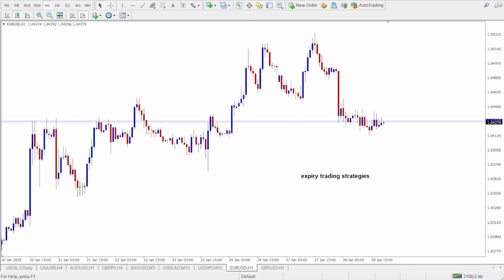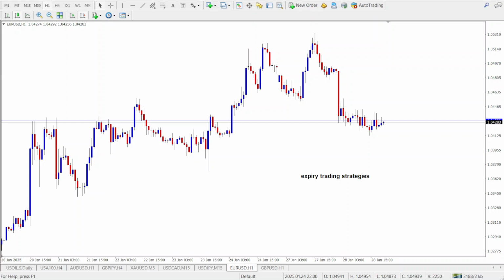First things first, let's clarify what expiry trading is. Expiry trading involves trading positions that are set to expire at a specific time, typically based on contracts or options that have an expiration window. This strategy leverages the heightened volatility that occurs as the expiry time approaches. You can think of it like a race against time. You're looking to take advantage of price movements just before those contracts expire, which can often create some interesting opportunities for traders.